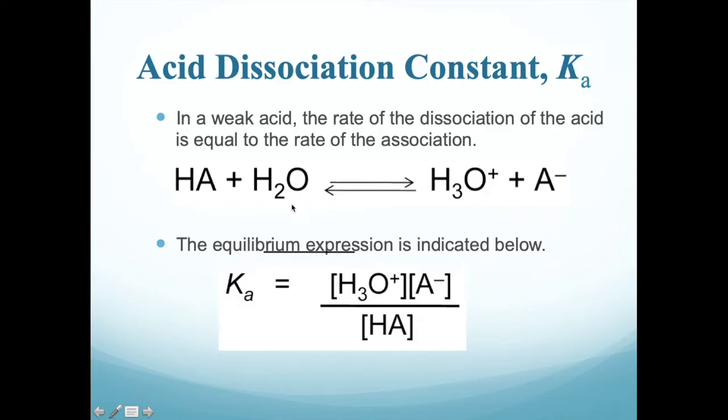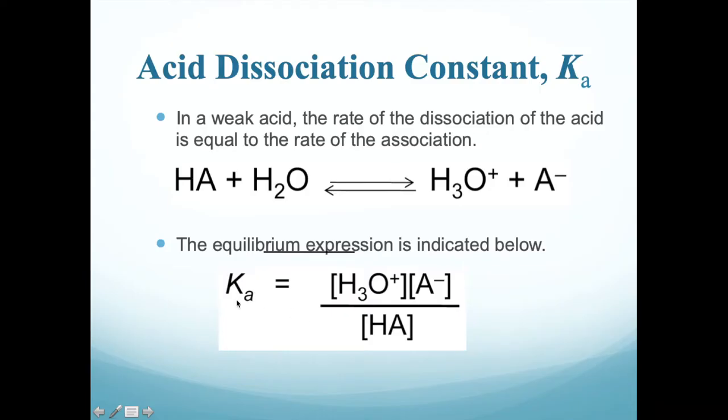Water, remember, is a liquid, and solids and liquids do not show up in your equilibrium expression because they don't have a changing concentration. So that's why water doesn't show up. It doesn't technically have a concentration. So you would just plug in these concentrations and calculate your value of Ka. Or alternatively, if you are given the value of Ka, it tells you how many of these ions we get from our weak acid.